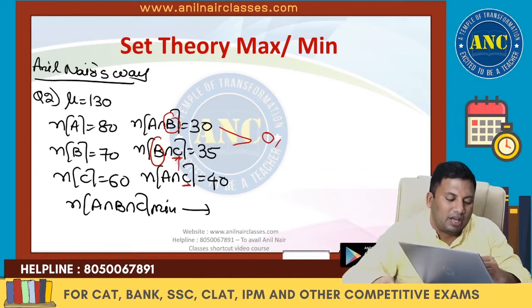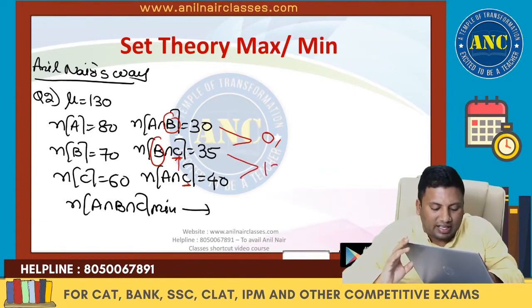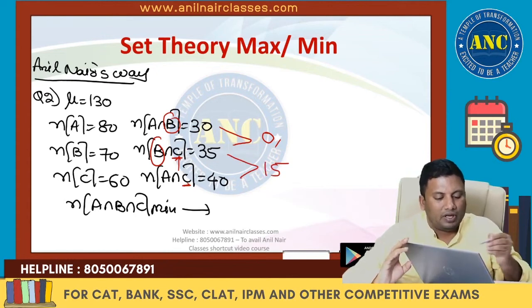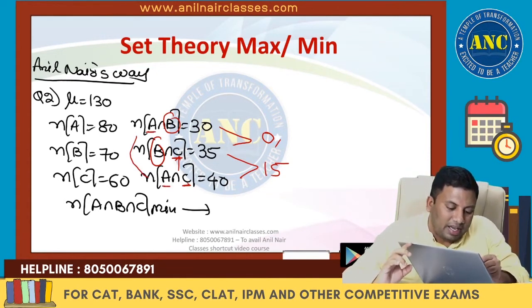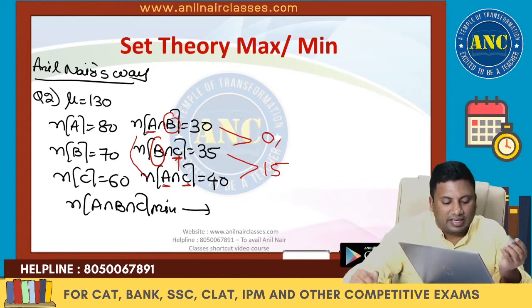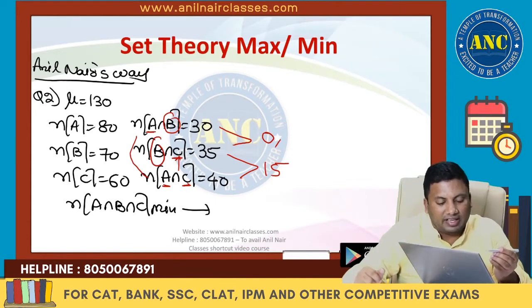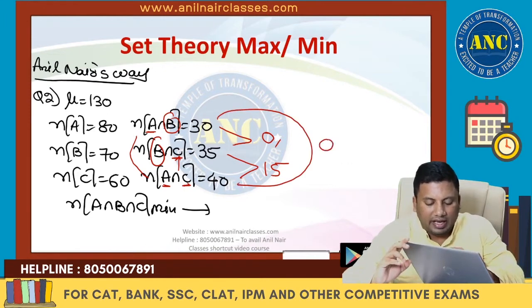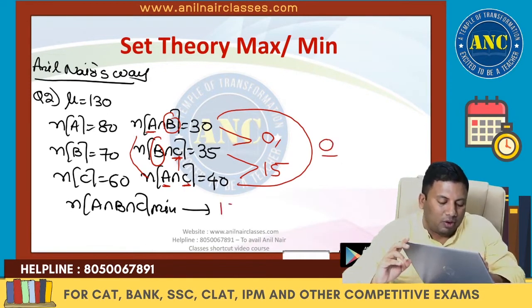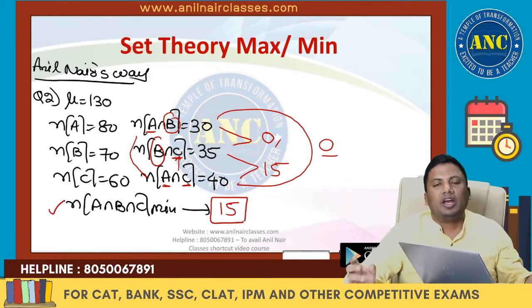Next, if I do these two, what is common here? C is common. 40 plus 35 is 75. How much is it greater? 15 it is greater. Then do the first with the third. What is common? A is common. 30 plus 40 is 70. 70 is less than 80, again 0. Maximum out of all these things. So the answer is nothing but 15.